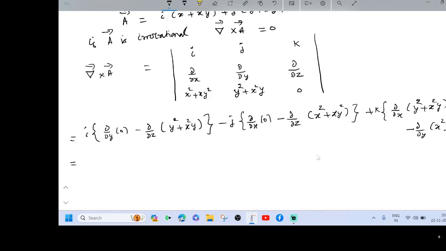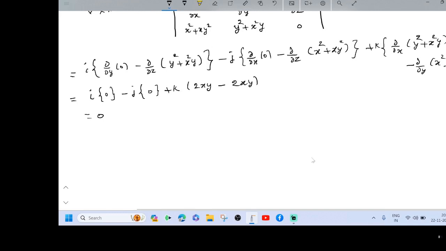Say this is equal to i into ∂/∂z. This term is also 0, entirely 0, minus j into 0 is also 0, plus k into, see here, ∂/∂x of x²y is 2xy here, minus ∂/∂y of xy² is 2xy. So that entire is 0.